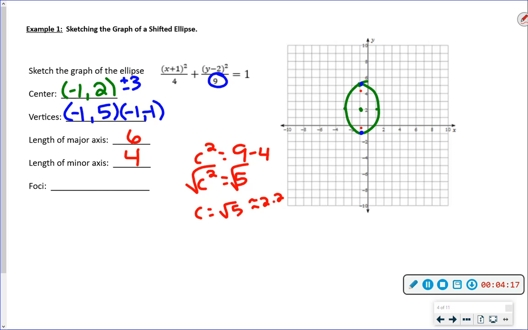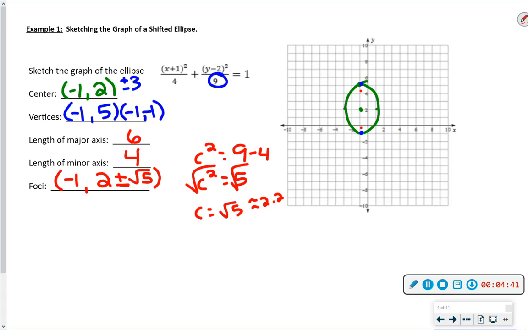Now, I need exact coordinates on this. This is what I was prepping you for, okay? So, of course, we went up and down from the center. The x stays the same. But from the center, I went up a square root of 5, and I went down a square root of 5. So there are my exact coordinates, which you're going to have to give, the exact coordinates of the foci.